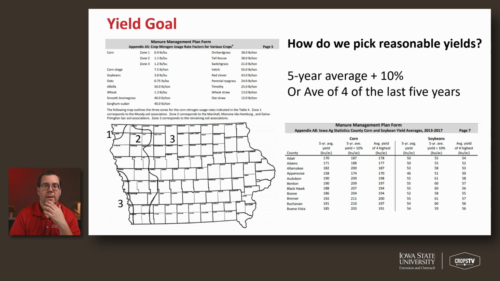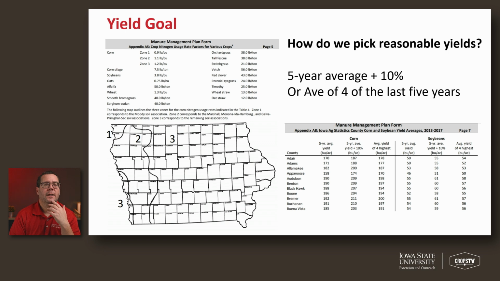If you think about how much yield we're actually going to have, this methodology tends to overpredict what your yield will be, whether using the 5 year average plus 10% or the last 4 of 5 years. It's not really a great method for picking yield. It's not how I would predict yield for next year, but it is what has been recommended to us in this methodology.